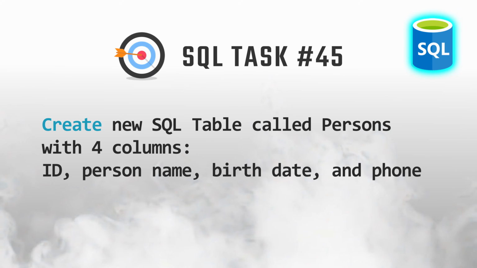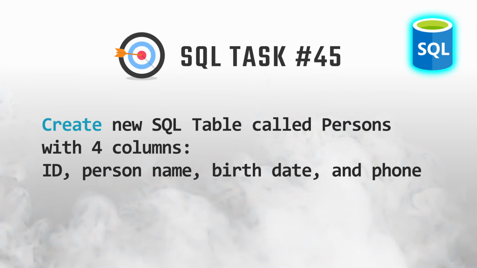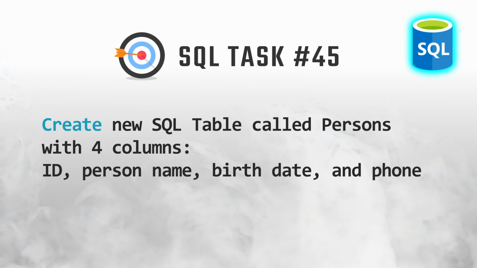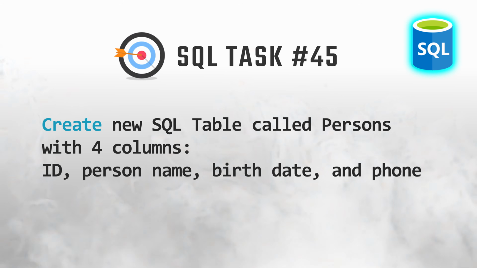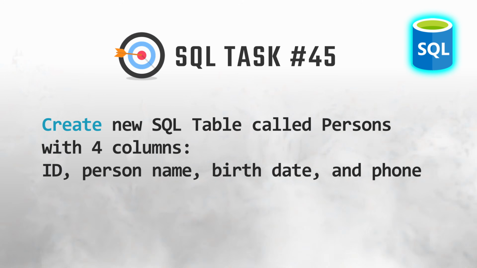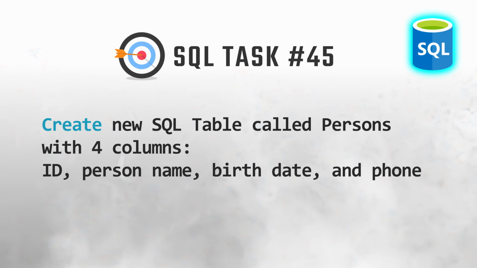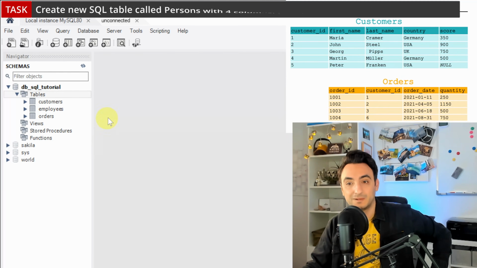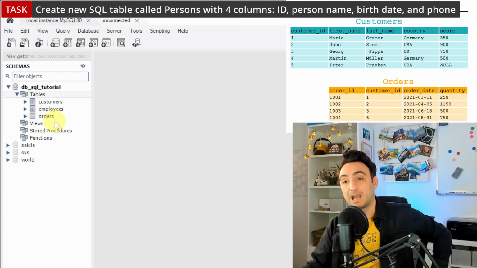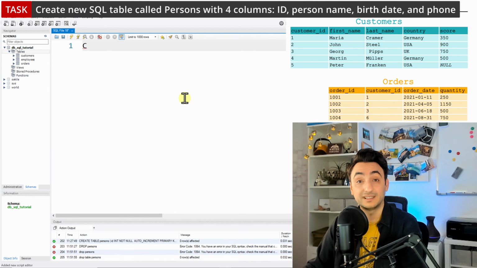Create a new table called persons, and inside it we're gonna have 4 columns: ID, person name, birth dates, and a phone. As you know, in our tutorial database we have only 3 tables. So if you check here the left side, we have the customers, employees, and orders. And now we're gonna add one more table called persons. So let's do that. All right, so now let's start creating our table.